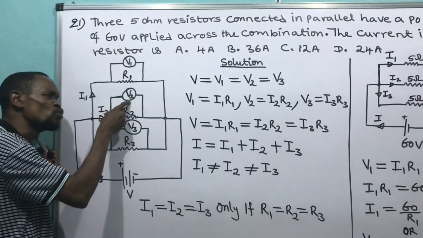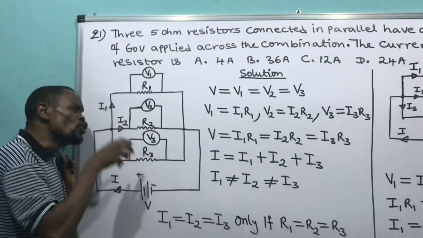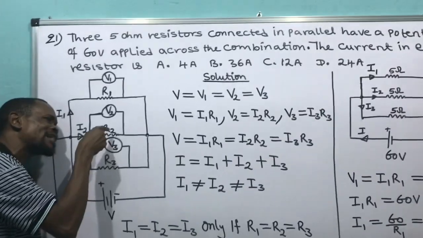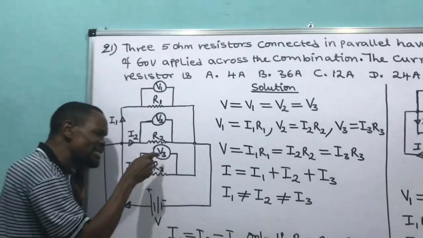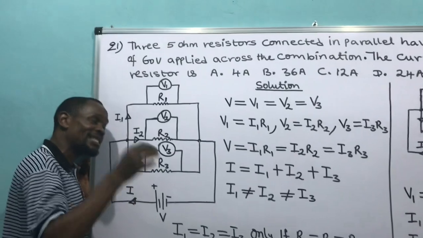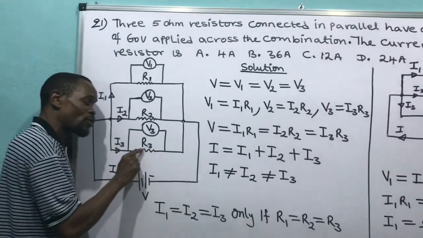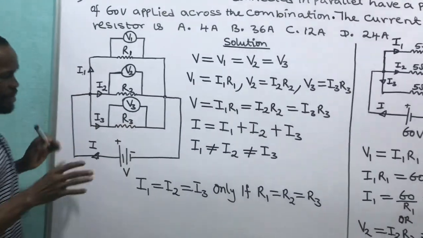While this V2 is voltmeter 2, used to measure the voltage drop across R2. While this V3 is voltmeter 3, used to measure the voltage across this R3.